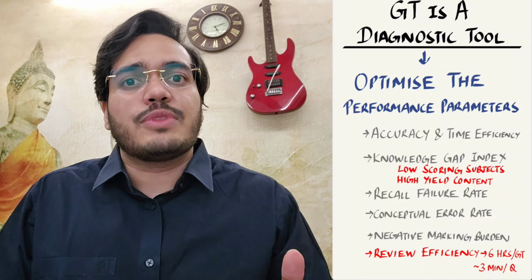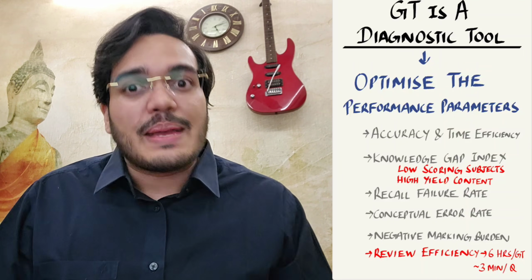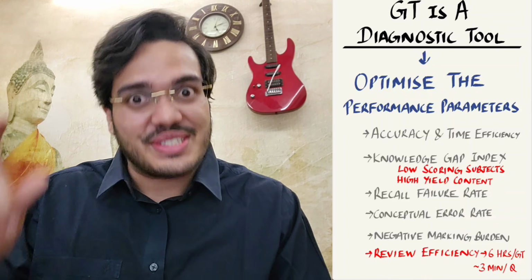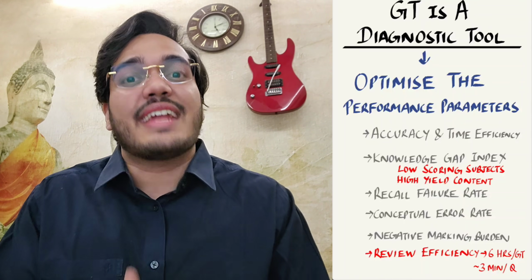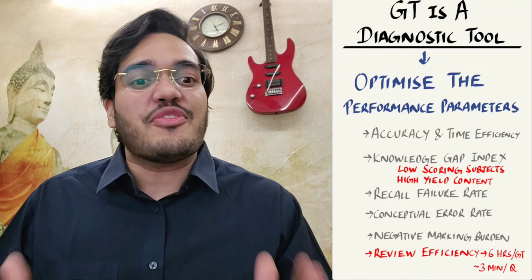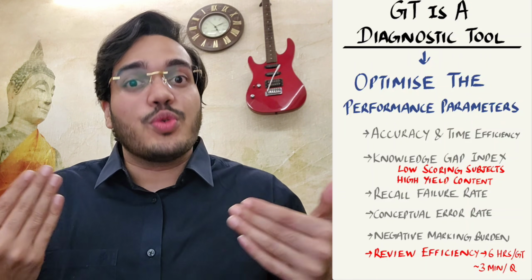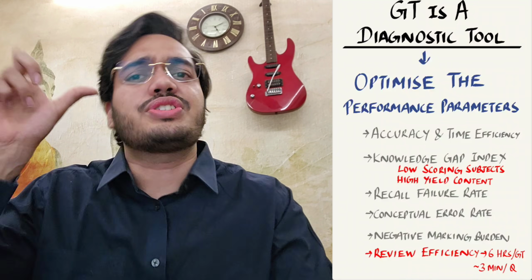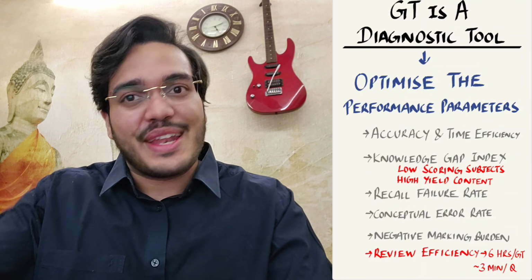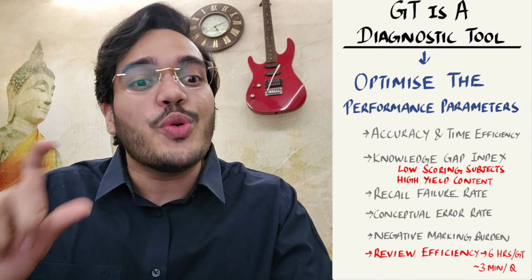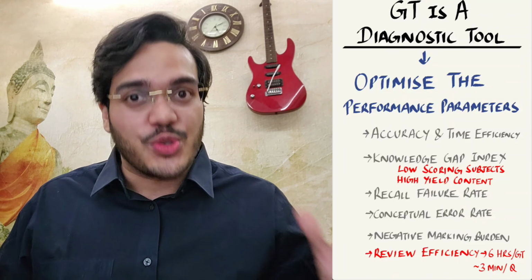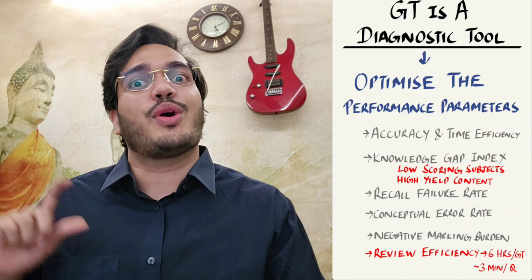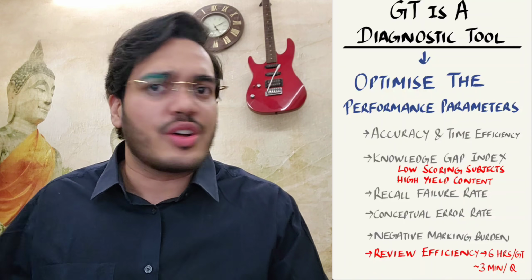Recall failure rate: you read something, you are unable to recall it in the actual exam. Conceptual error rate, meaning you got a question wrong because you did not have that concept right. You work on that concept, you will be thorough with it and you will remember it for a longer time. Negative marking burden, meaning how many questions did you do wrong and how many marks did you lose because of negative marking. Then one of the most important parameters in reviewing a grand test in today's world is the review efficiency. Meaning how much time did it take you to review a particular grand test? Because the more time it takes, the less time you will have to read other subjects, to do self-study and a lot of other things.